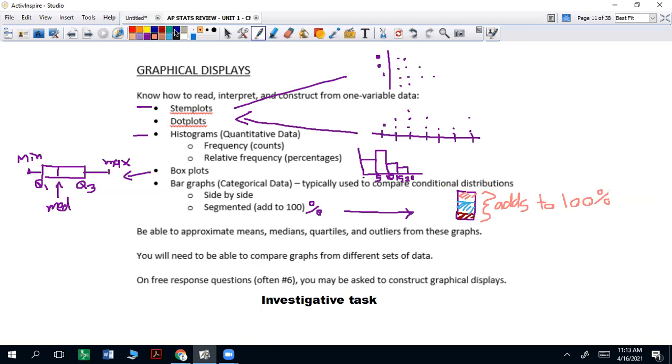What we want to be able to do is not necessarily get exact, but get approximate means, medians, quartiles, outliers from these graphs. And as you come into some of the multiple choice questions, you'll get into some of those problems that we'll go over how to do. You want to be able to compare graphs from data sets. A lot of times on the investigative task, you might be asked to construct a graphical display. So if you do have to draw a graph, pretty much guaranteed it's going to be on the investigative task, okay?